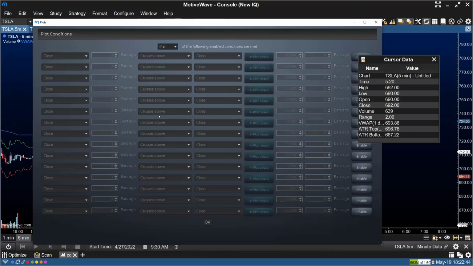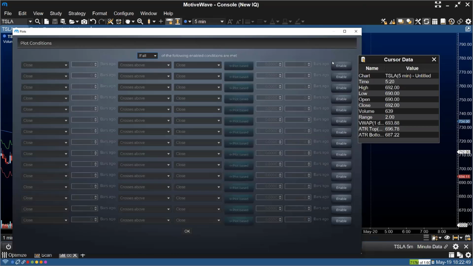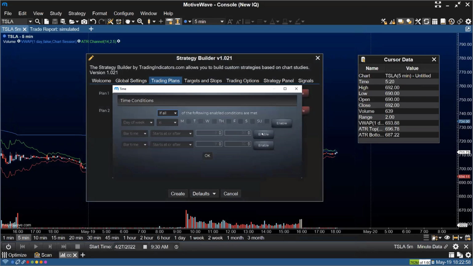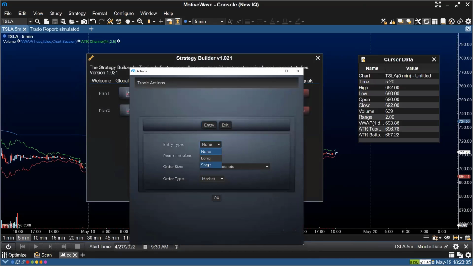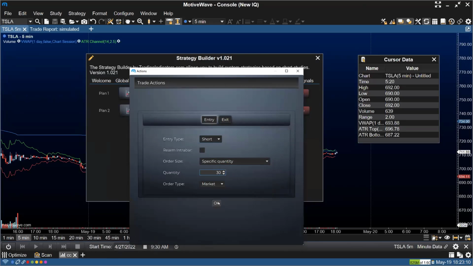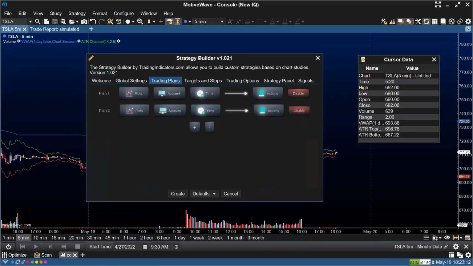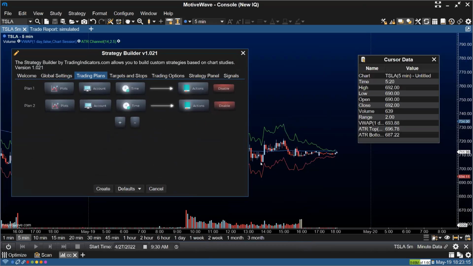And I'm going to open up a second plan here now to do the inverse, essentially, for short trades. So if the close crosses below the VWAP, and the time again starts at or after 1330, then I want to enter short, market order, the specific quantity of 30 shares. Great. So what this strategy will do now is it'll keep reversing directions every time we cross above and below the VWAP, going long and short.